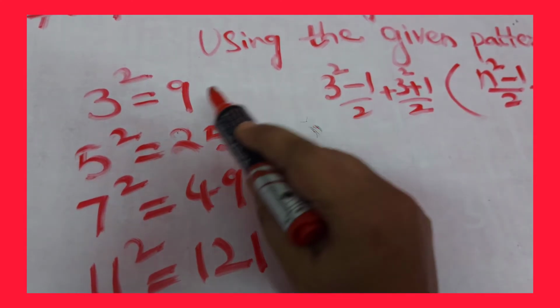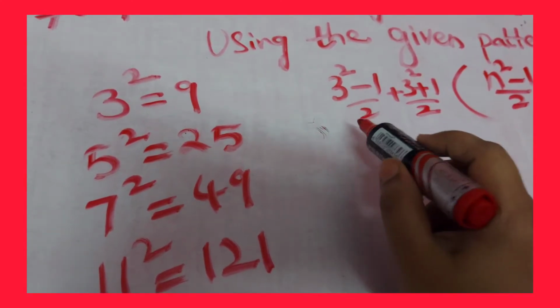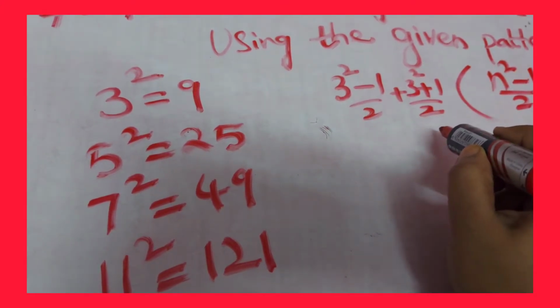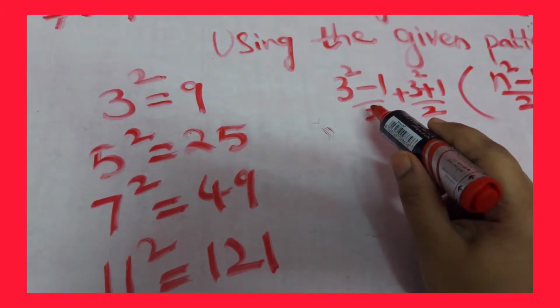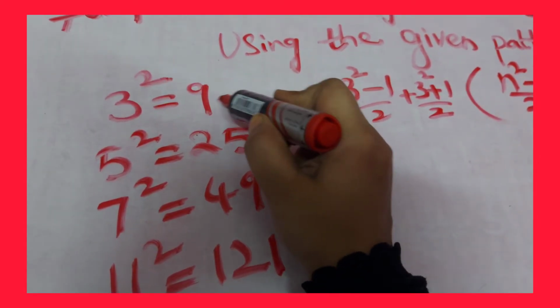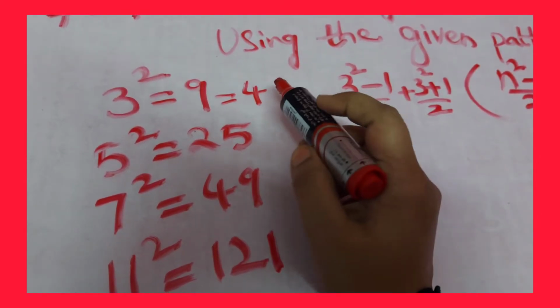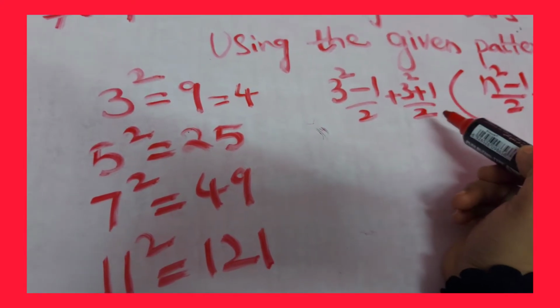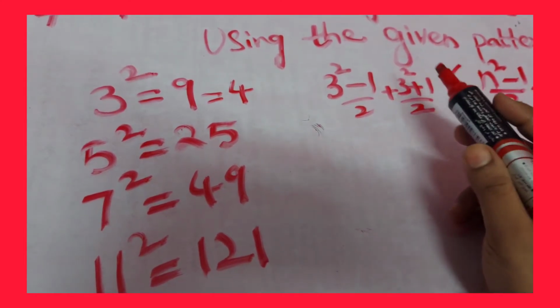3 square is 9. So 9 minus 1 by 2 plus 3 square again here 9, 9 plus 1 by 2. So 9 minus 1 is 8. 8 by 2. 2 1s are 2, 2 4s are 8. So you have to write here first 4. Then 3 square is 9 again. 9 plus 1 is 10. 10 by 2 means 2 1s are 2, 2 5s are 10.